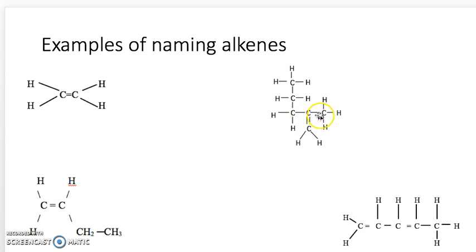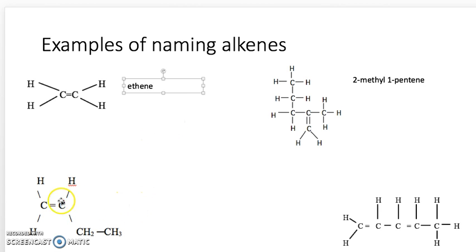However, in this example, we do have a methyl group and we need to describe where that is. The methyl group is on carbon 2, 1, 2. So this is 2-methyl-1-pentene. I'm going to write that down. Let's write the name of this one as well.